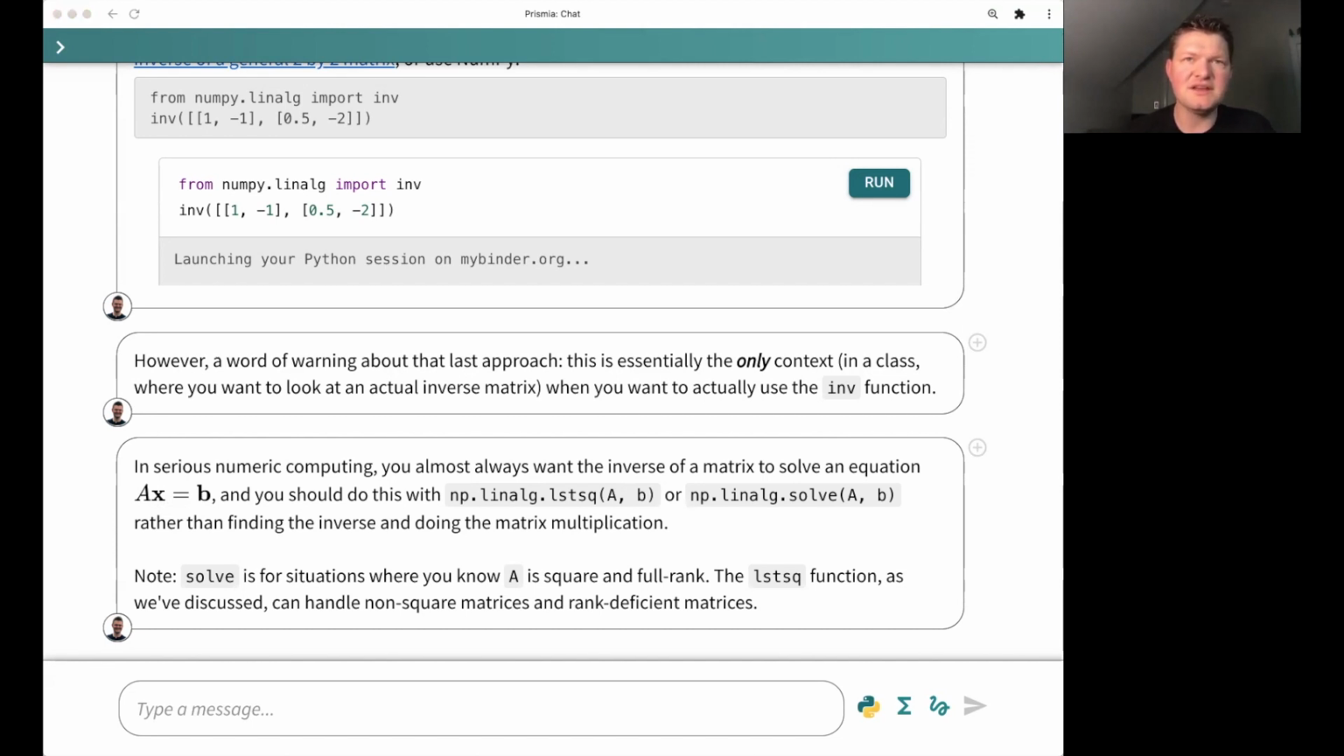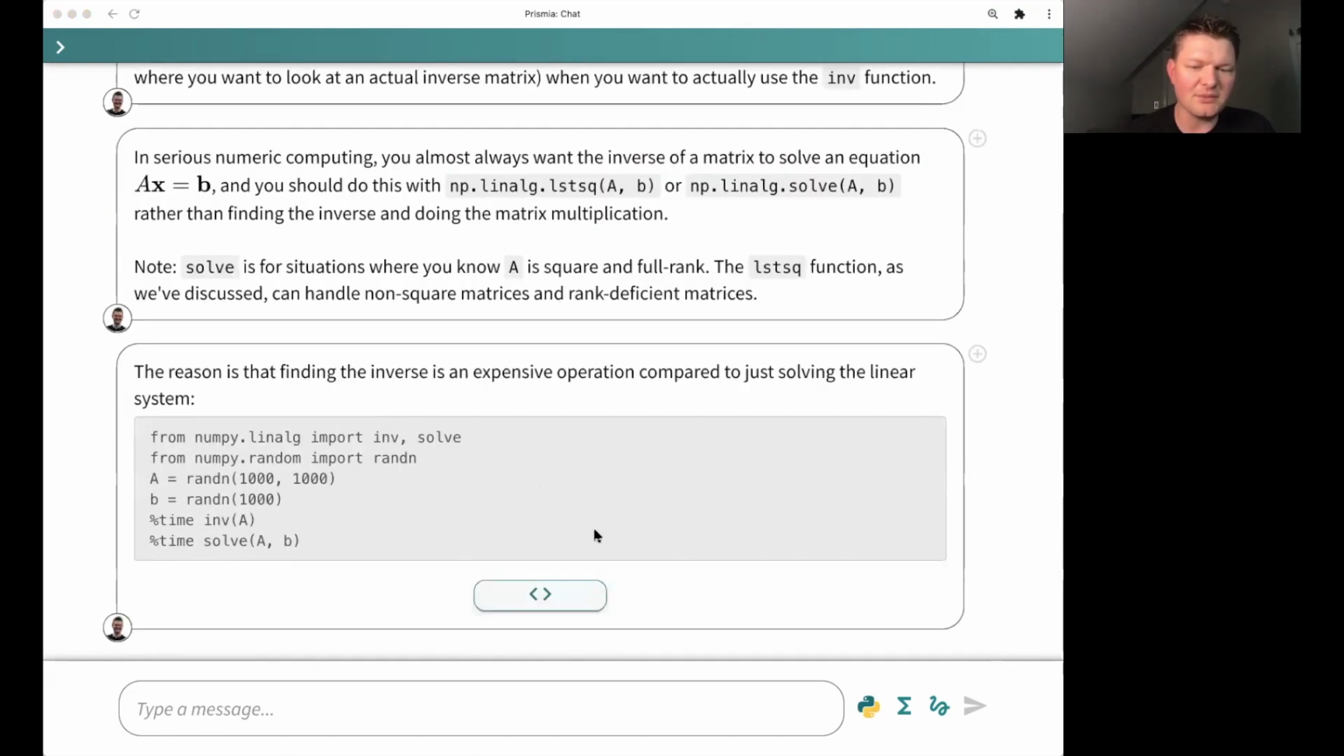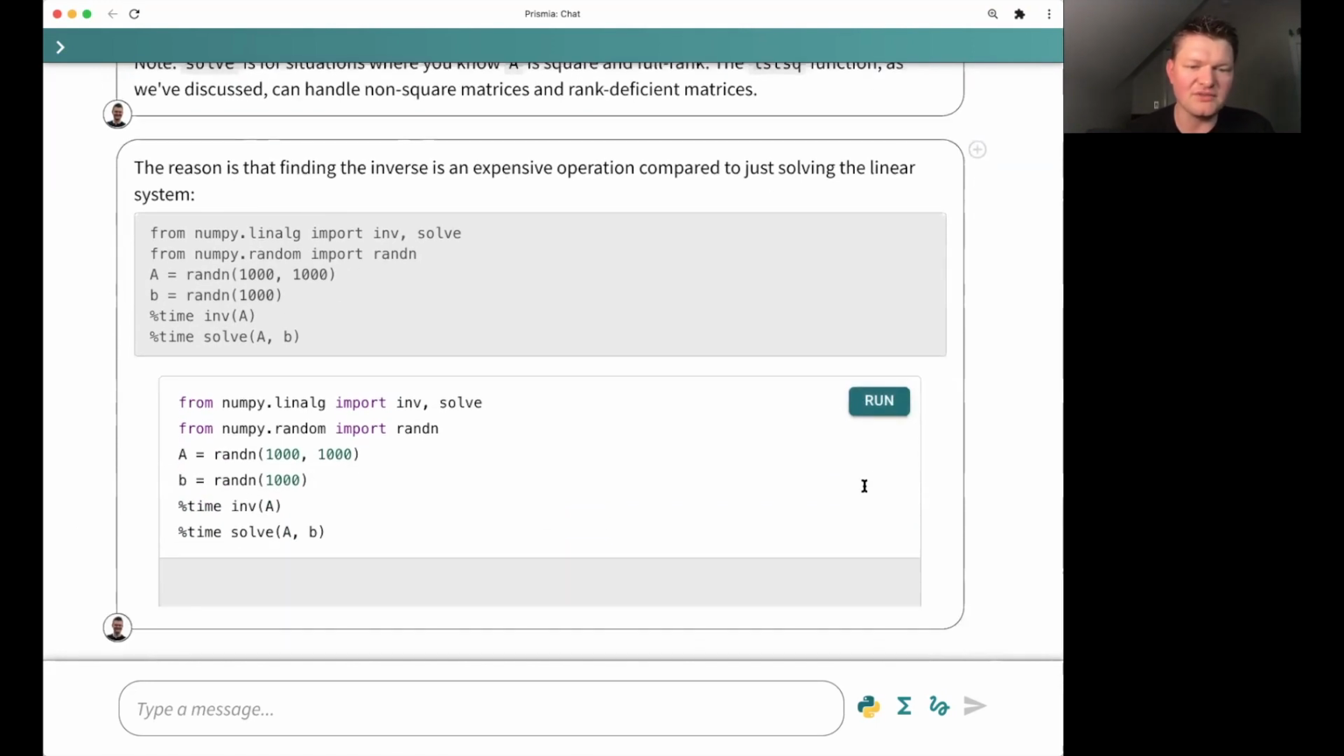And the reason for this is, as I mentioned, finding the inverse is very expensive compared to just solving one of these systems. So even if you need to solve a lot of systems with the same matrix, it really has to be a whole lot of systems before it makes sense to actually pre-compute the inverse and store it.